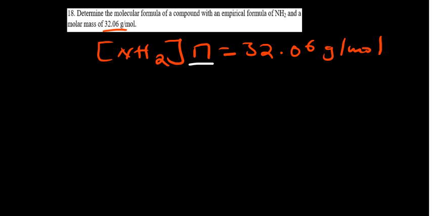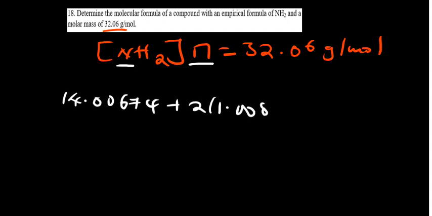Okay. So what happens if you go to our periodic table? What is the molar mass of nitrogen? Check your periodic table. So my periodic table says it's 14.00674 plus our hydrogen, which is basically 1.008. So what we have multiplied by N should be equivalent to 32.06.